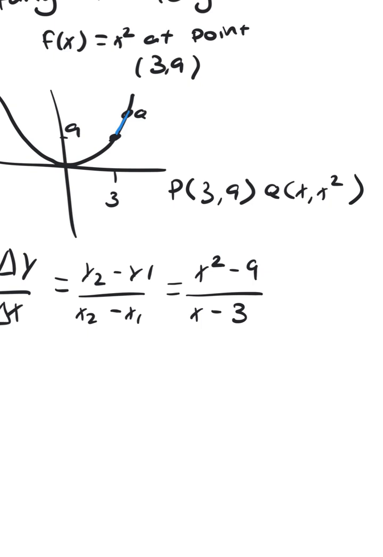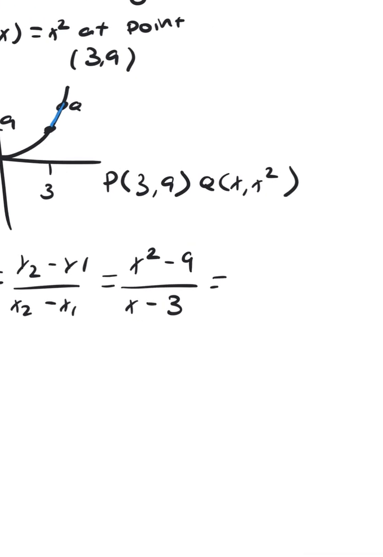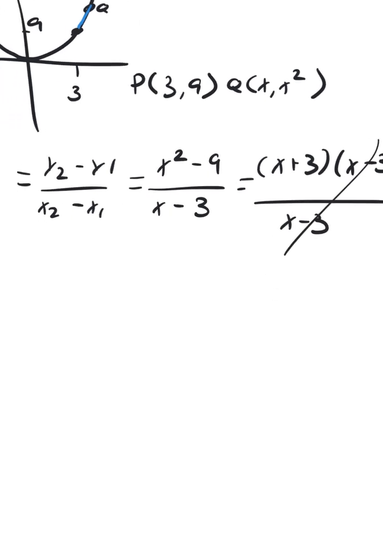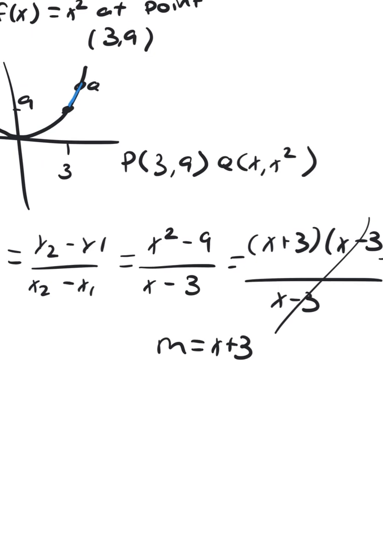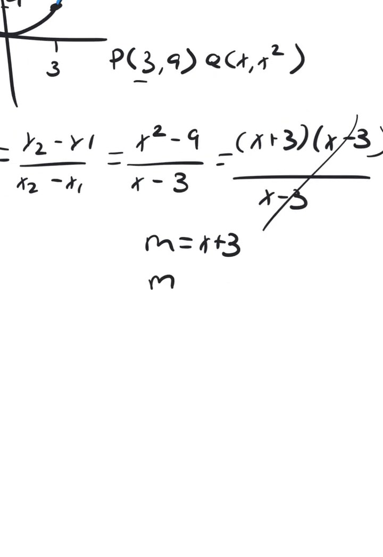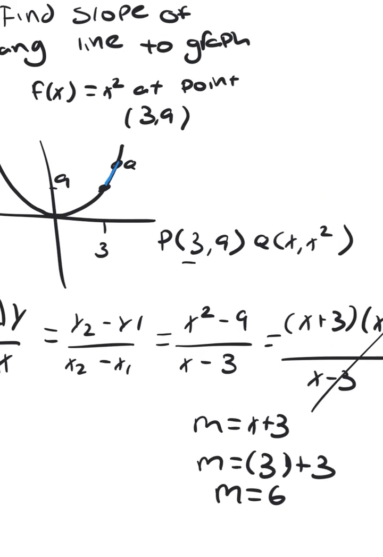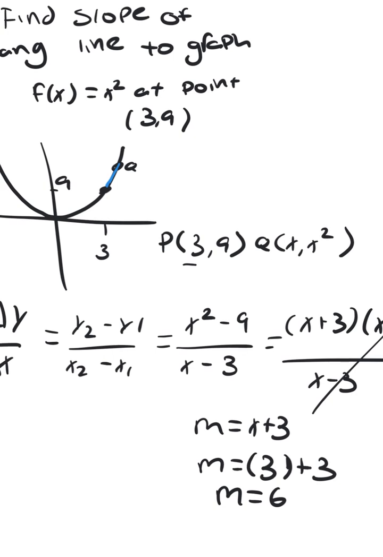How do we solve this? We factor. By factoring x squared minus 9, we get x plus 3 and x minus 3 over x minus 3. We know that these cancel out and we're left with m equals x plus 3. What is our x? 3. So, in this case, our slope would equal 6. So this slope here would be 6.